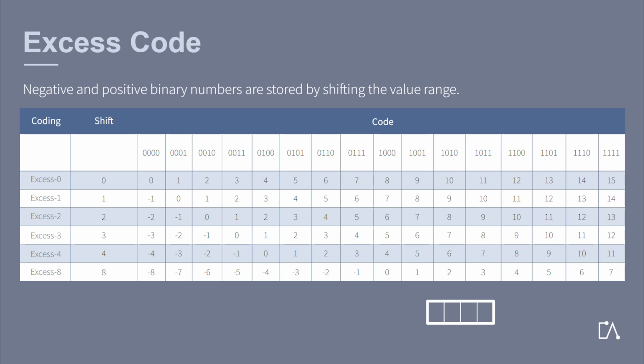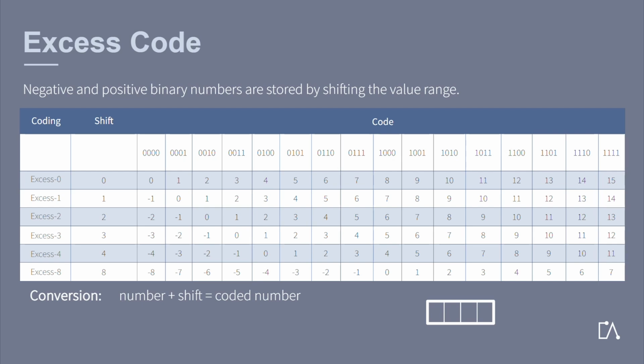In the table you can see 4 other examples for codings, with which several negative numbers can be represented. These are, for example, the codes XS2, XS3 and XS4, and the coding XS8. As you can see, the larger the shift, the more negative numbers can be represented.